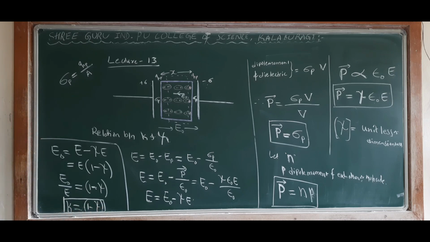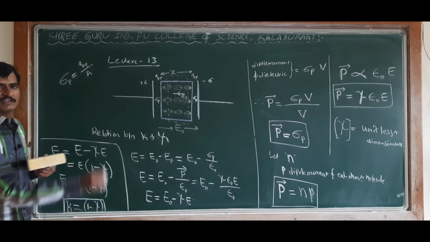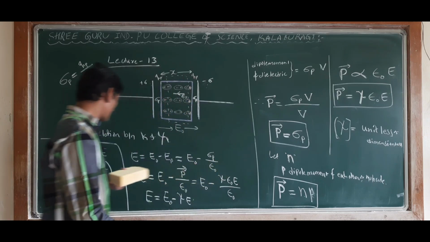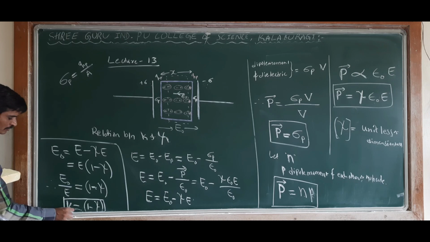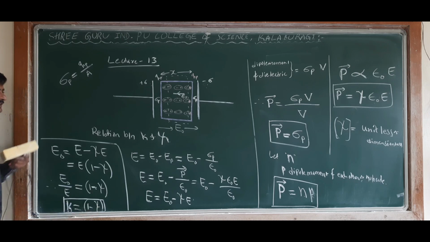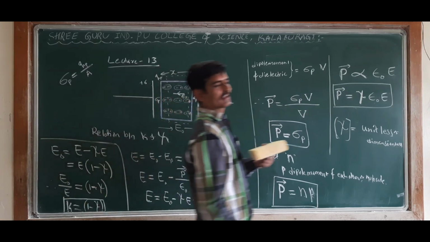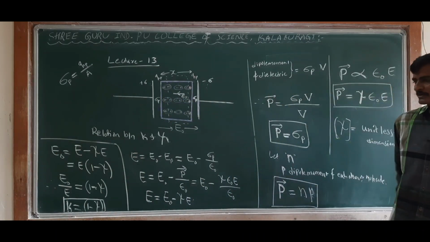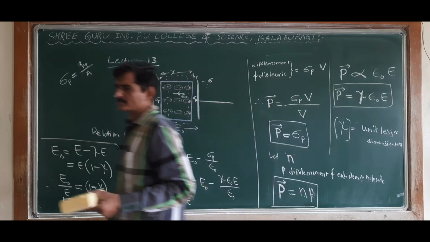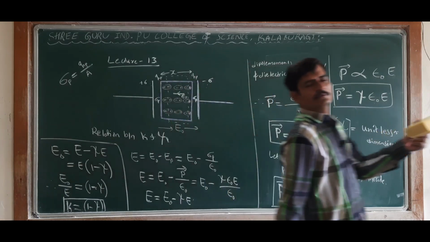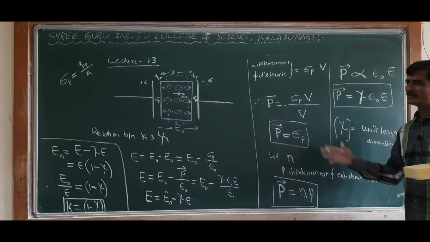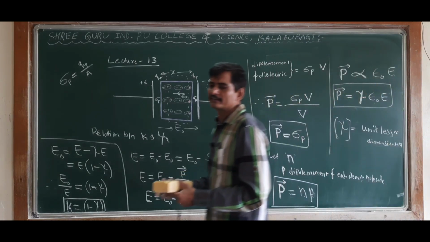So this is the relation between dielectric constant and electrical susceptibility, where K is called the dielectric constant because E naught divided by E is nothing but the dielectric constant. So dielectric constant K is equal to 1 minus psi. Psi is called electrical susceptibility. That is the relation between dielectric constant and electrical susceptibility. All these things will be understood from the previously learnt concepts only.